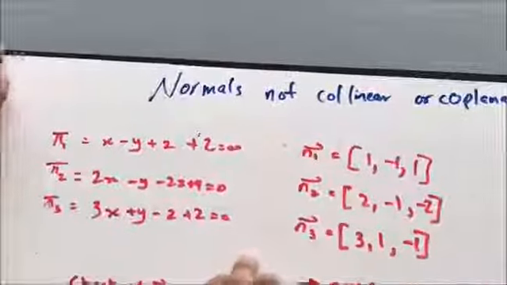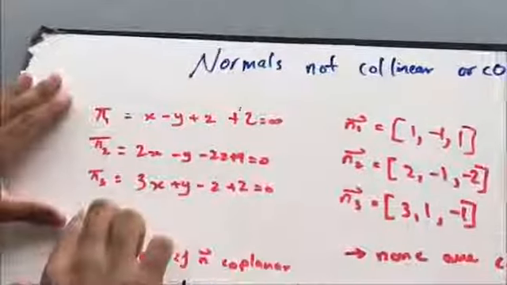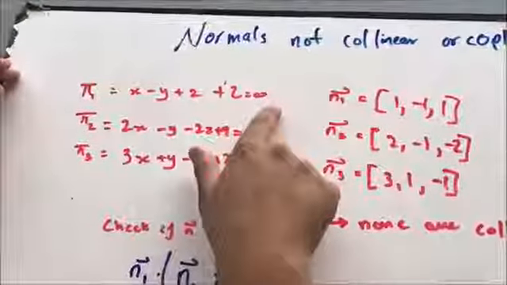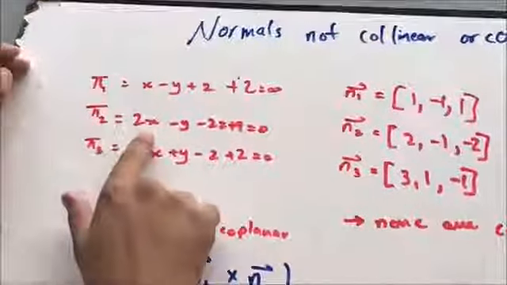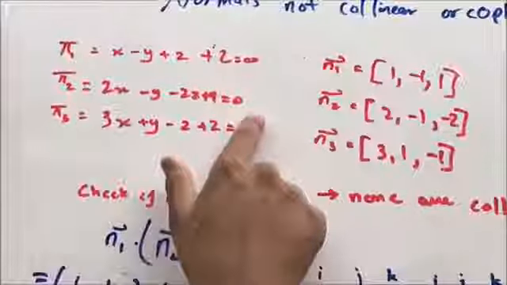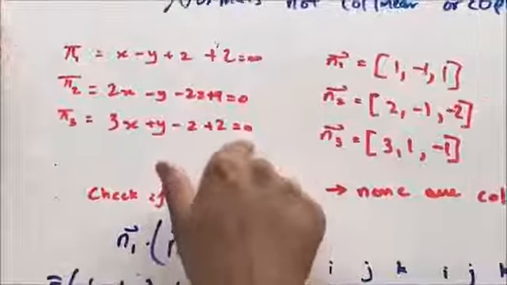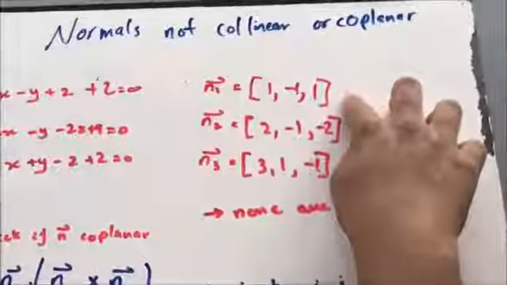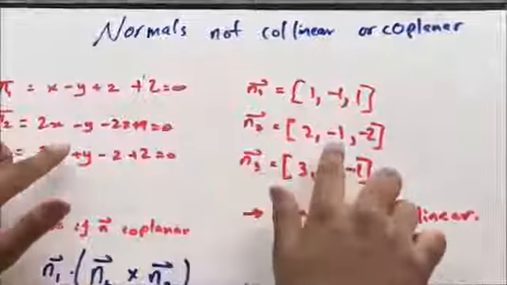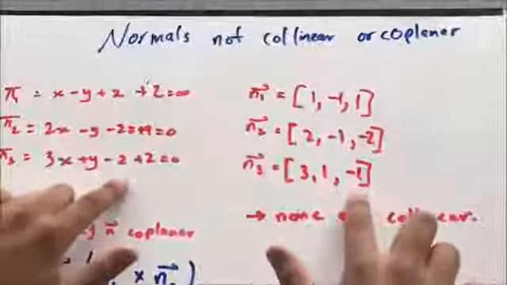So in this example, we're going to be focusing on when the normals are not collinear or coplanar. Let's look at the equations of the planes. The first is x minus y plus z plus 2 equals 0. The second plane is 2x minus y minus 2z plus 9 equals 0. And the third plane is 3x plus y minus z plus 2 equals 0. The normals of each are going to be the coefficients: (1, -1, 1), (2, -1, -2), and (3, 1, -1).